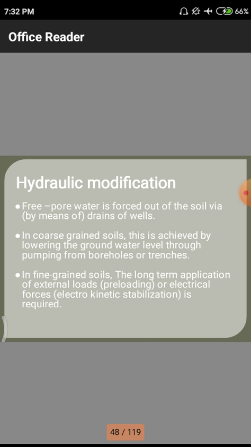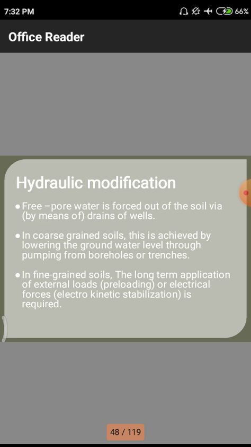Next, first we have roller modification. After that we have hydraulic modification. Mainly this hydraulic modification is used for the improvement of soil properties. First of all, we need to ensure the pore water is forced out of the soil via drains or wells. Normally, drain is a word used to leach out a particular amount of water on the surface of the particular soil strata.